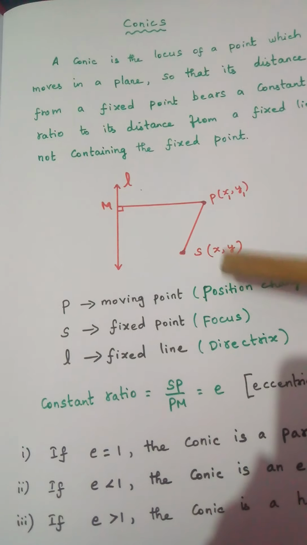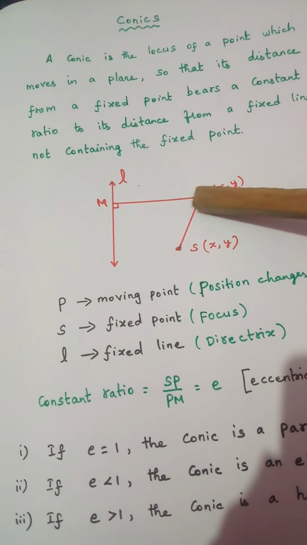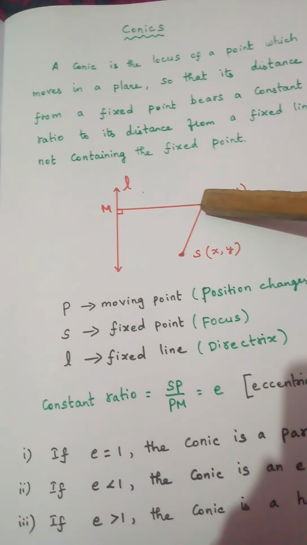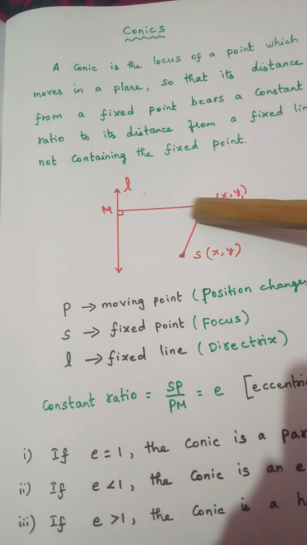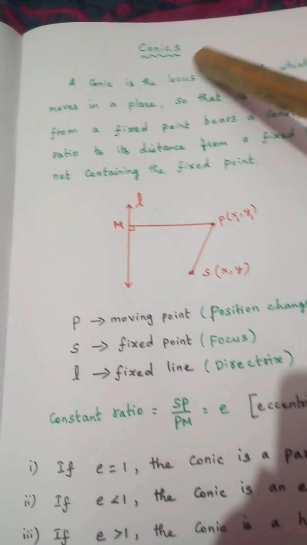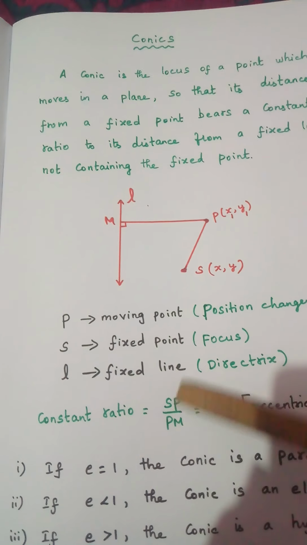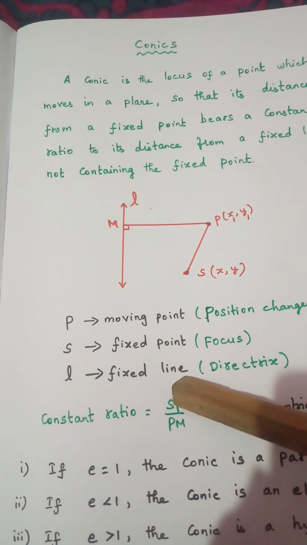Again I repeat, P is a moving point, it changes its position. Suppose I connect all the path that is traveled by P, if you connect it, you will get a diagram, right? That diagram is called a conic. What is the condition that we are imposing? The ratio should be constant. What is the ratio? SP by PM.